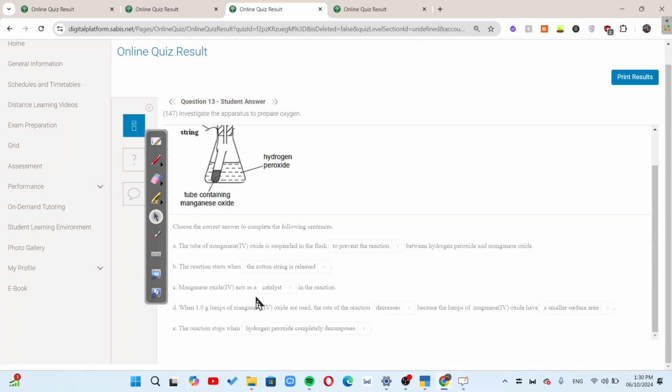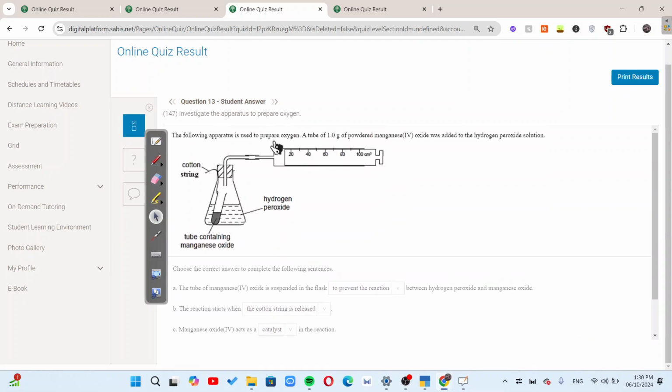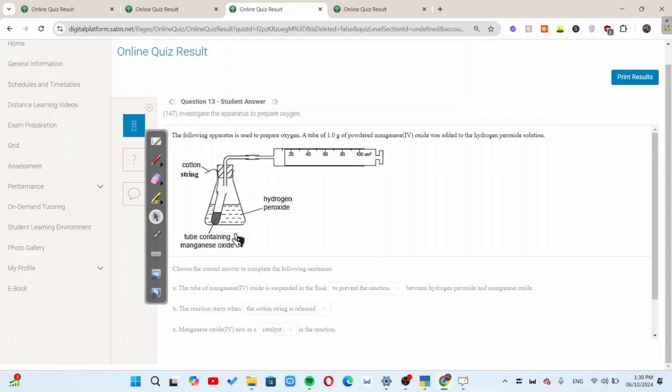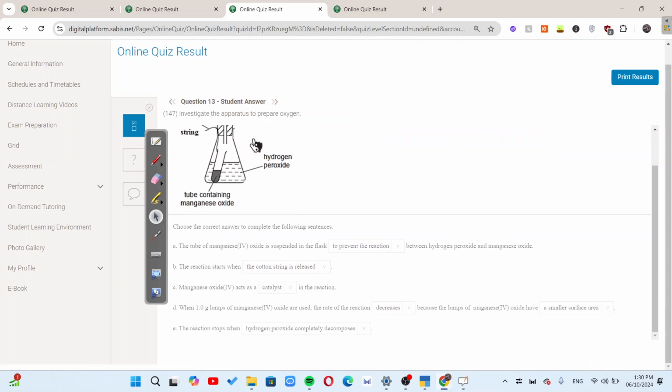Using 1 gram lumps will decrease the reaction, because here we're using powdered magnesium. Using lumps is going to decrease your reaction because the powder has more surface area, and lumps have smaller surface area. But the reaction will stop when hydrogen peroxide is completely decomposed. When all your reactants are used up and have all turned into oxygen, that's when you know it's all used up, because oxygen is a gas. When it's all decomposed, you can't see the gas. It's just going to be measured in the gas syringe here.